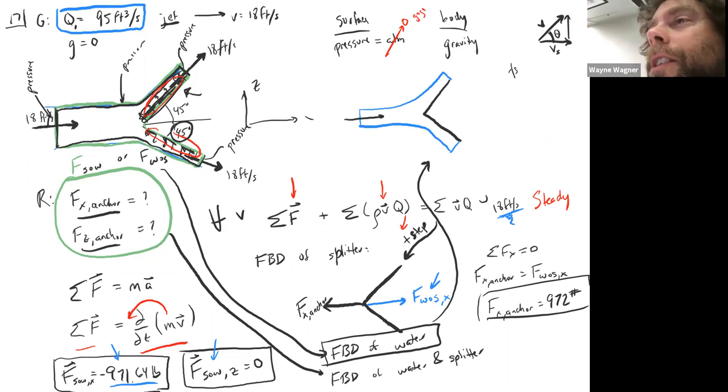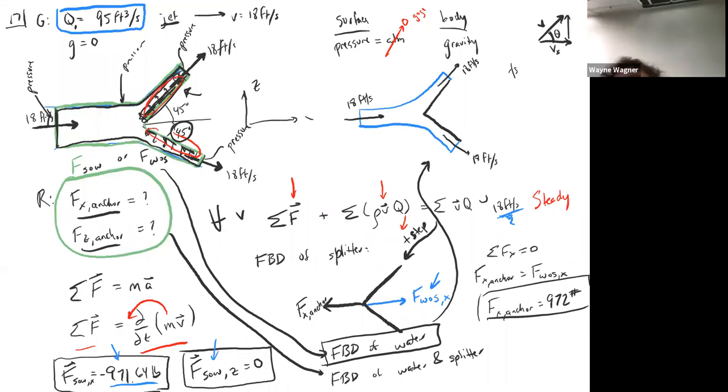So here's a flux here, 18 feet per second. Here's a flux here, 18 feet per second. Here's a flux here, 18 feet per second. We decided that all the pressures were 0 because it opened to the atmosphere. And then we've just got an anchoring force right here, F anchor. Okay, and this one's in the X, or well, F x comma anchor. And it turns out there's nothing in the Y direction.